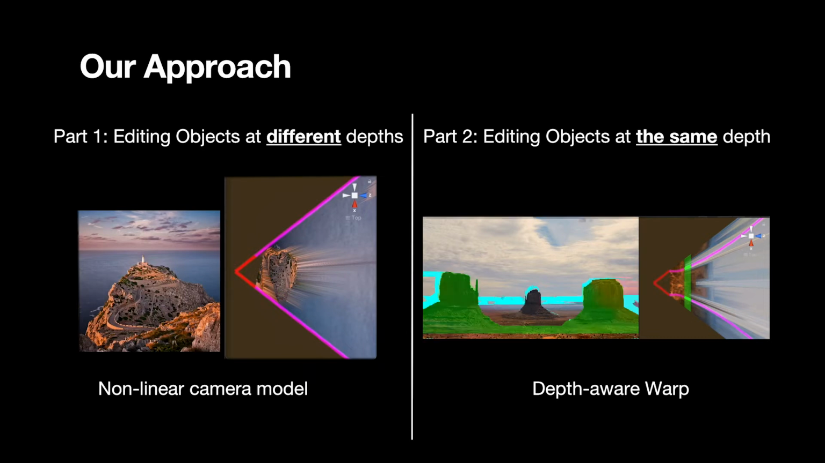In part 2, we look at editing objects at the same depth. After scaling, some objects might get pushed out of view, such as the two side hills in this example. To maintain visibility, we apply a depth-aware warp to translate them back into view.